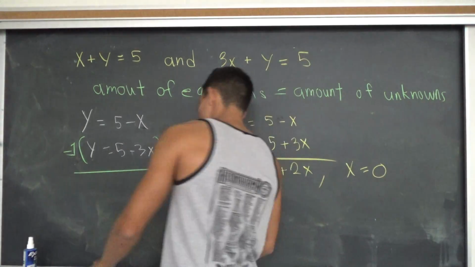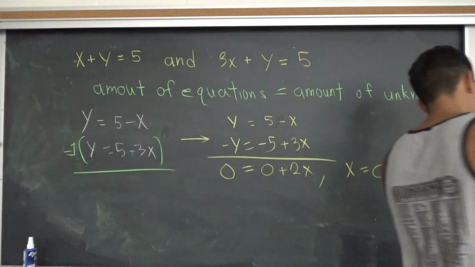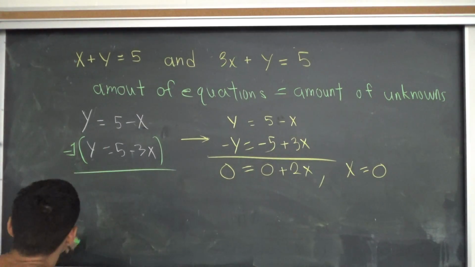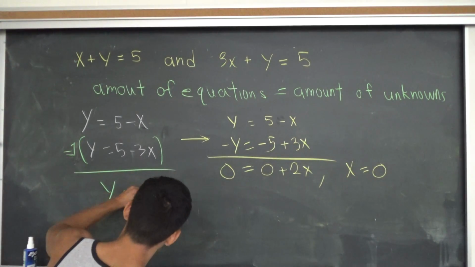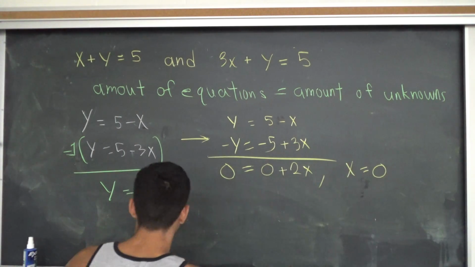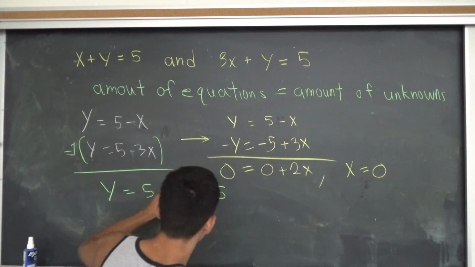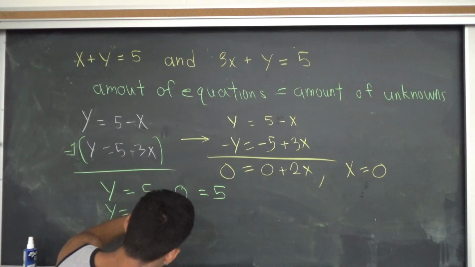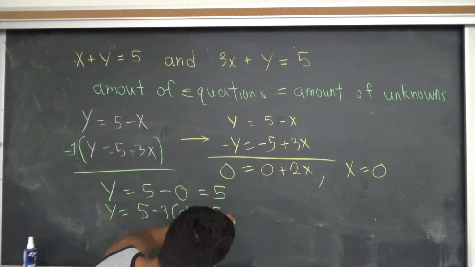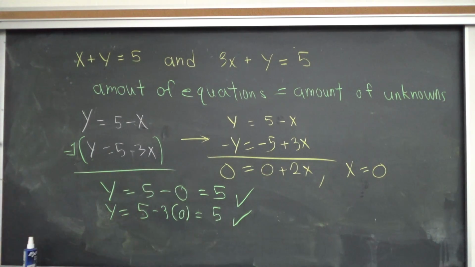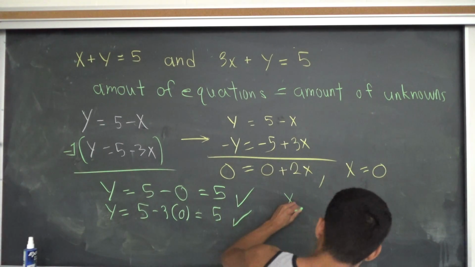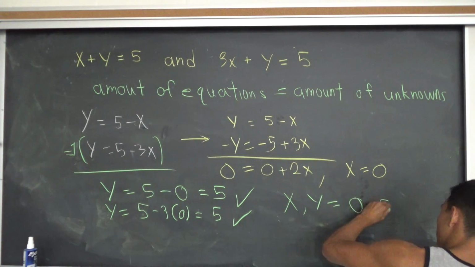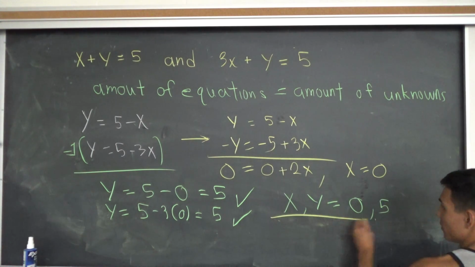Right? Okay, so we know that x has to equal 0, right? Well, you found what x is, so now you can go back and just put that back into y. y is equal to 5 minus 0, so y is equal to 5. Let's check it with this one. y is equal to 5 minus 3 times 0, which is 5. So we found what x and y is. So in other words, x comma y is equal to 0 comma 5.